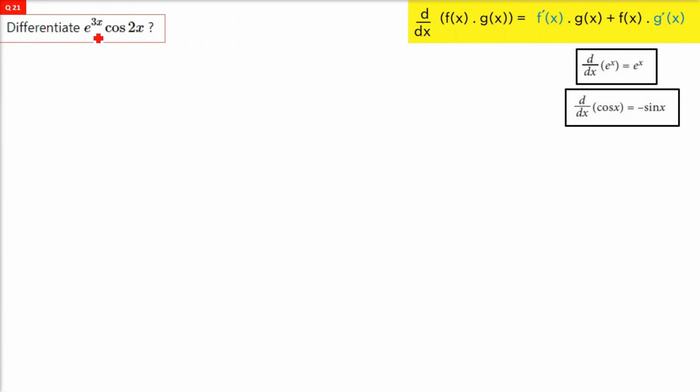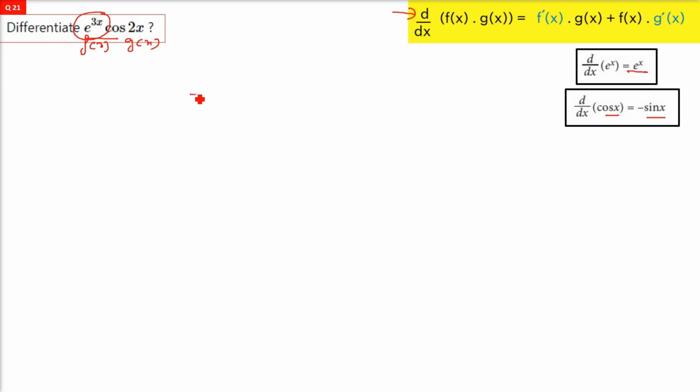Differentiate e to the power 3x and cos 2x. So there are two separate functions. One function you can call f(x), the other you can call g(x). When you differentiate these two functions, f(x) into g(x), please remember d by dx of cos theta is minus sin theta. E to the power x differentiation remains the same. There is no change when you take the differentiation.